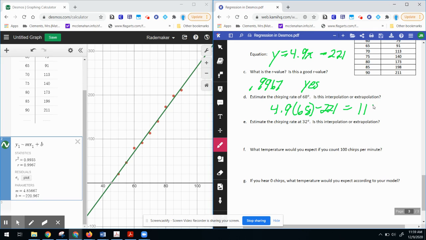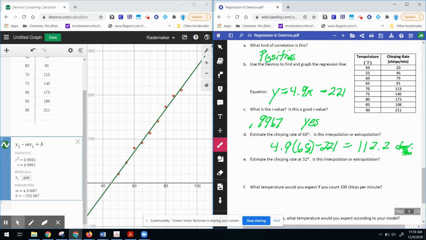So 112.2, and you should label it chirps per minute. I'm not going to label it because it's hard to write. Okay, I guess we can still do it, chirps per minute. All right, is this extrapolation or interpolation? Again, that depends on your data range. Our data range in the problem was between 50 and 90. Well, 68 is between 50 and 90, so that's interpolation. It's within the data range.